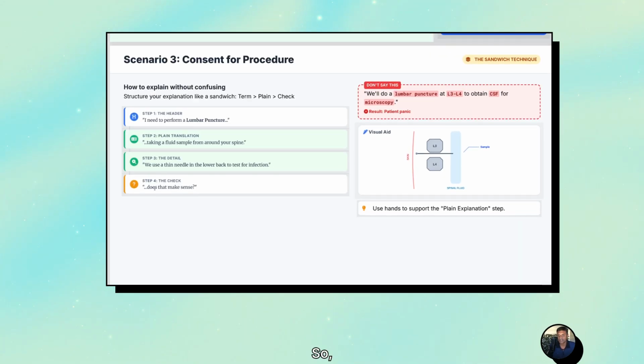So, consent for procedure. How to explain it without confusing the patient. This is what you need to do. You need to structure your explanation like a sandwich: term, plain, check. So this is how it is. I need to perform a lumbar puncture. Plain translation: I need to take a fluid sample from around your spine.